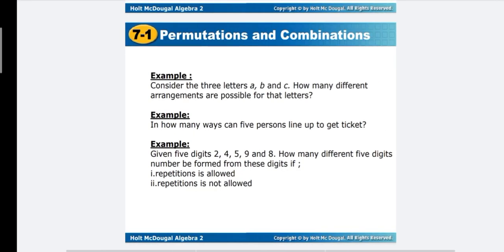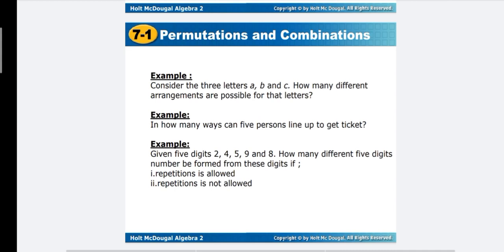Okay, let's look at examples. Alright. Example: consider the 3 letters A, B, C. How many different arrangements are possible for those letters? That is like the first example earlier. Okay, the second: in how many ways can 5 persons line up to get tickets? Here, the question does not mention whether we can use repetition or without repetition.